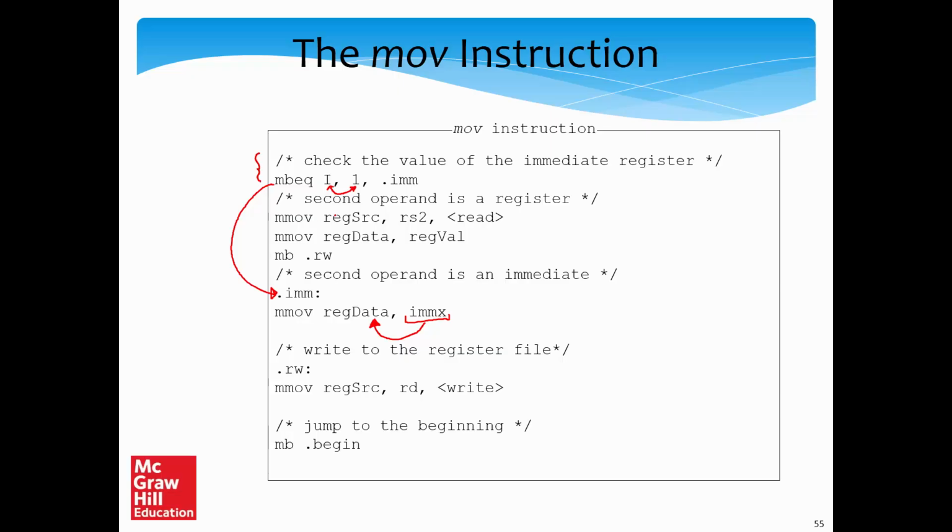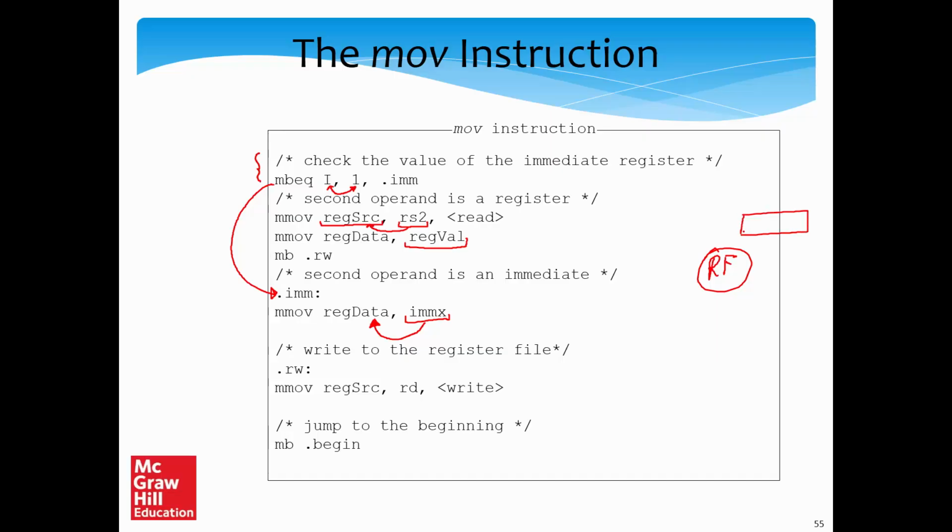Otherwise, the second operand is a register, because the immediate is 0. So what we do is read the contents of rs2 and transfer it to reg source, and simultaneously we also send the read command on the bus. So it initiates a register file read, and the results of the read are stored in the regval micro register.